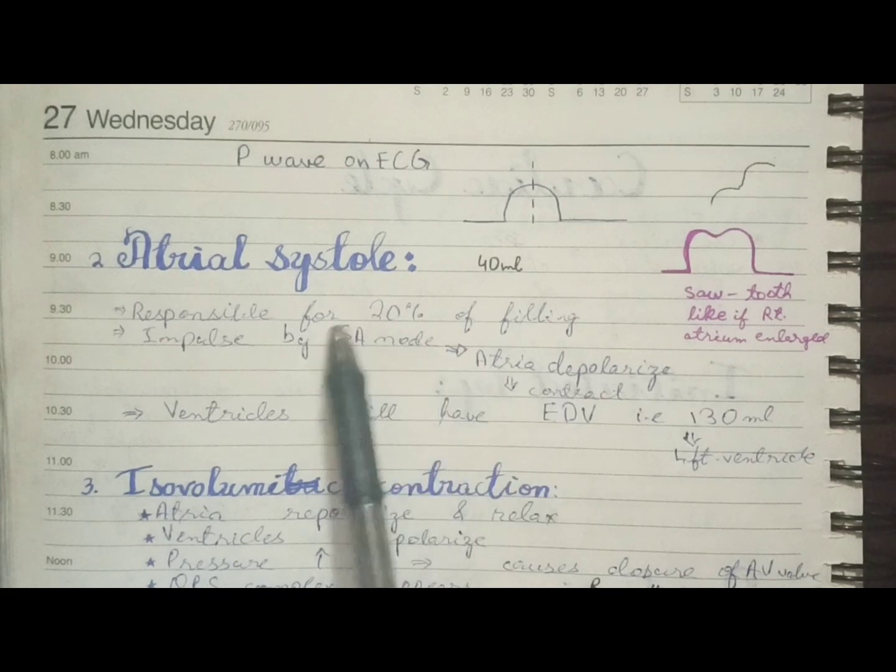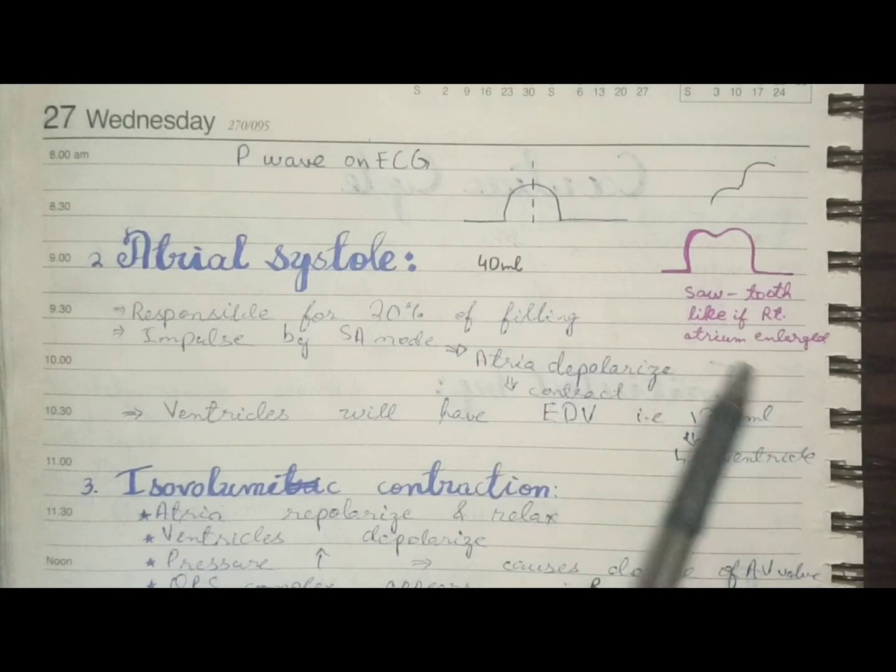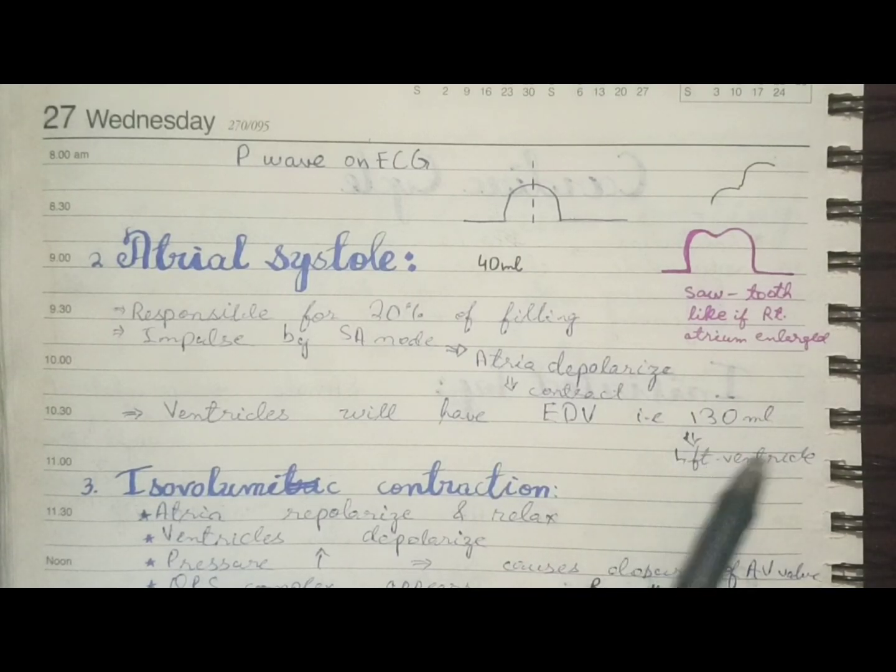Okay, so there will be atrial depolarization and the atria will contract, and when the atria contract, they will pump their blood into the ventricles, and the ventricle will achieve its end diastolic volume, which is about 130 milliliters. Okay, for the left ventricle.